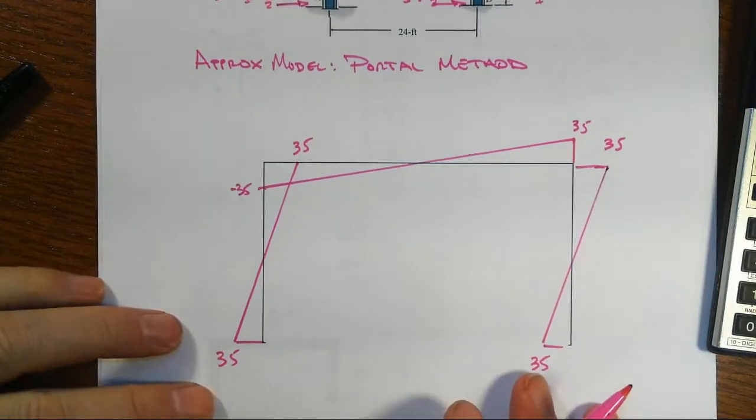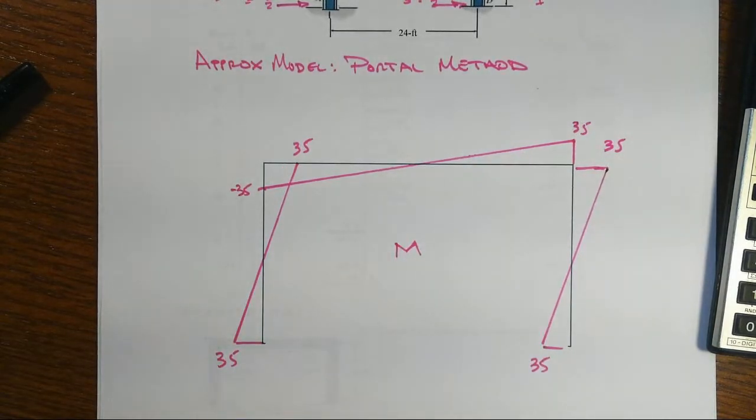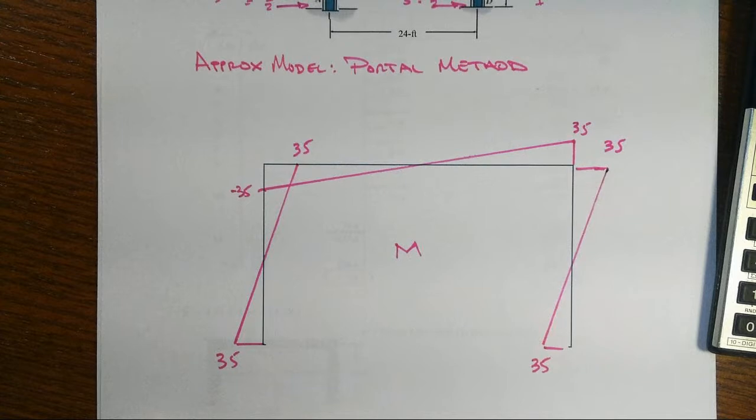So in our approximate method, here's our moment diagram that would go along with our assumption of the mid-height inflection point and also the distribution of the story shear.